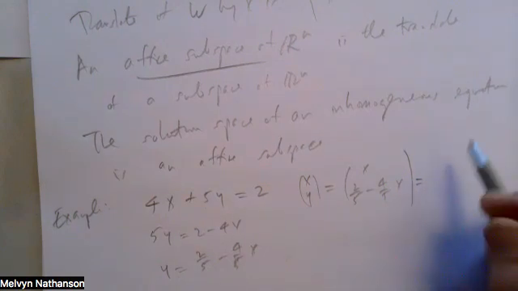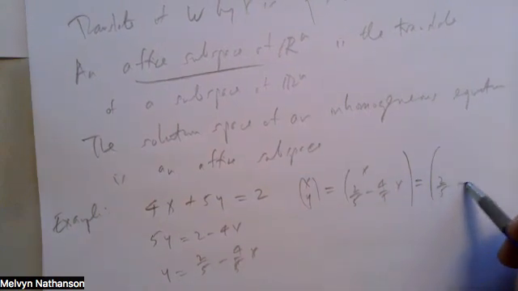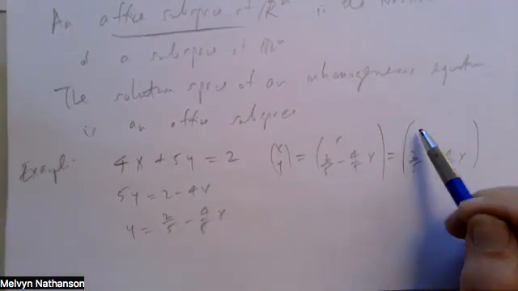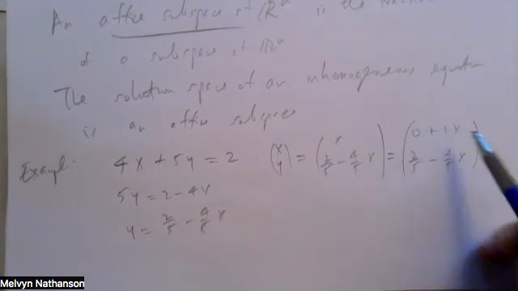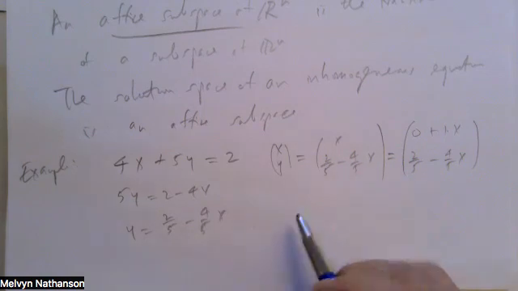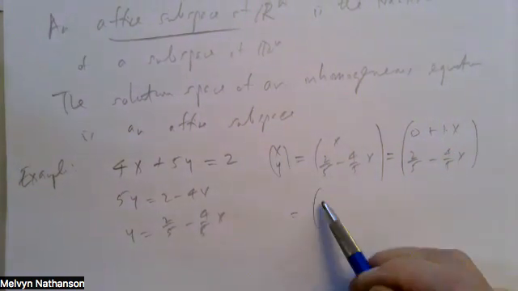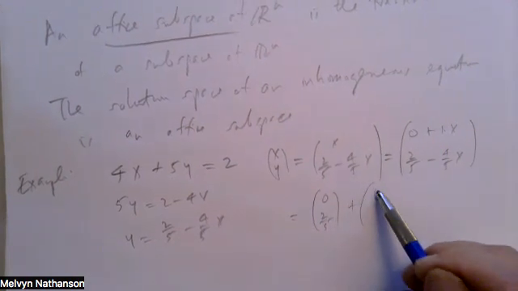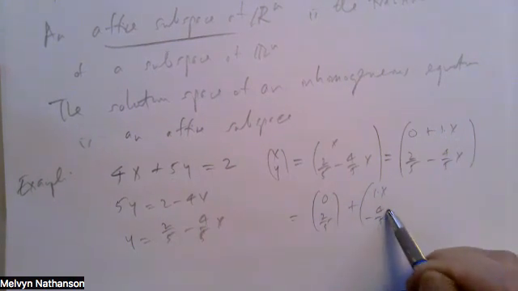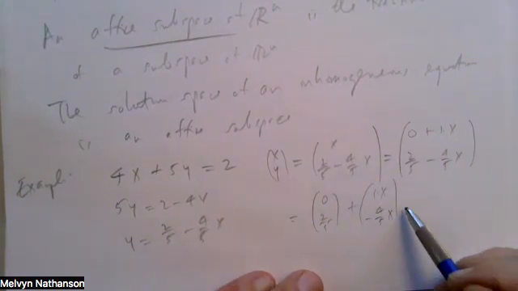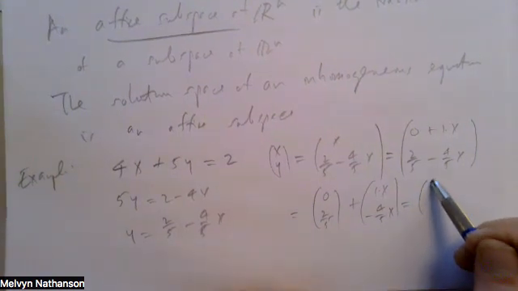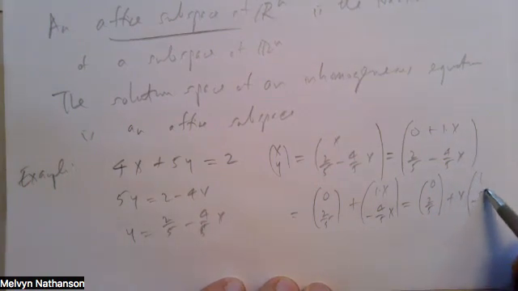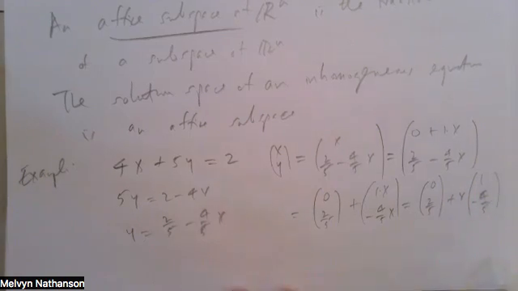Let me sort of exaggerate slightly. Let me write, so the second coordinate is 2/5 minus 4/5 x. x is the same as 0 plus 1 times x. So if I write it like this, it's just to help me see that this is the sum of two vectors. (0, 2/5) plus x times the vector (1, minus 4/5).